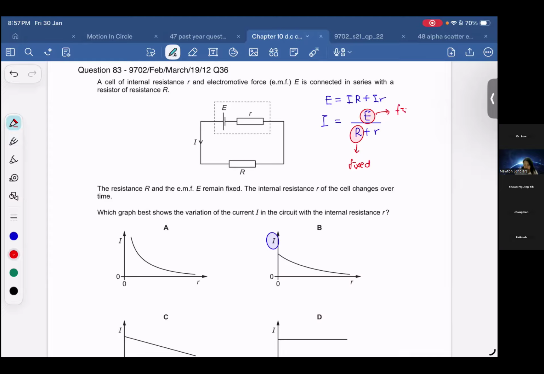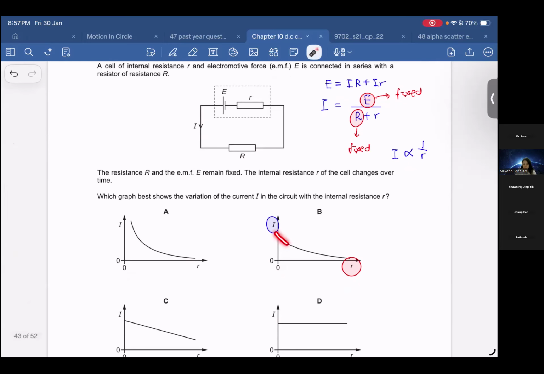Your small r here is your internal resistance. You are going to change the internal resistance from 0 until a certain amount. So you are changing the small r. So I will be directly proportional to 1 over r. Am I right? In your mathematics, y equals to 1 over x. How is the shape? Your shape will be curved like this.